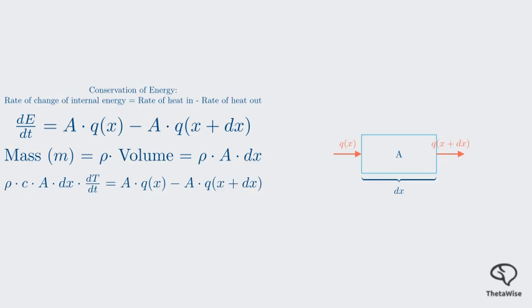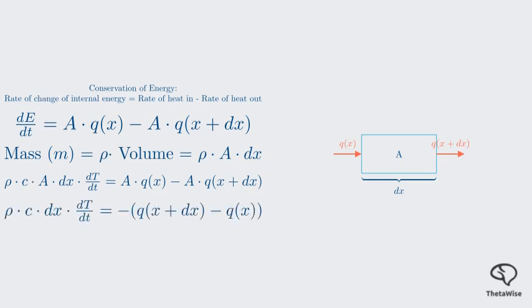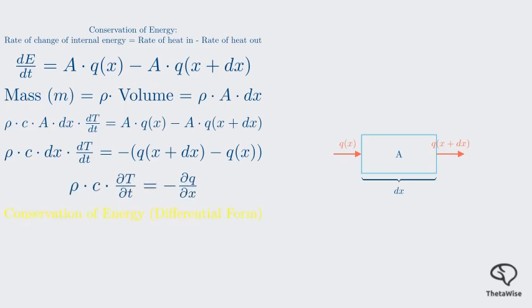We can divide both sides by A and rearrange the right side. This gives us rho times C times dx times dT/dt equals the negative of the change in heat flux over the distance, dx. Now, let's divide by dx. As dx gets infinitesimally small, the term on the right becomes the definition of a derivative. So, we get rho times C times the partial derivative of T with respect to t equals the negative of the partial derivative of q with respect to x. This is our conservation of energy equation in differential form.